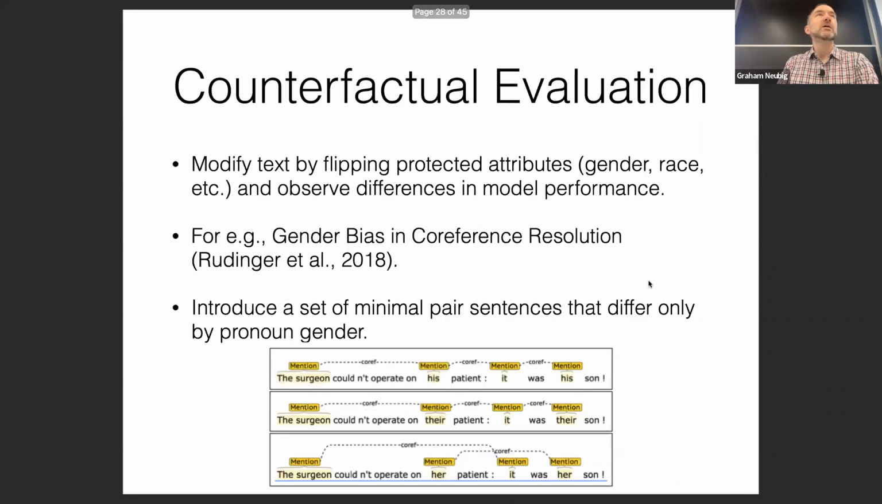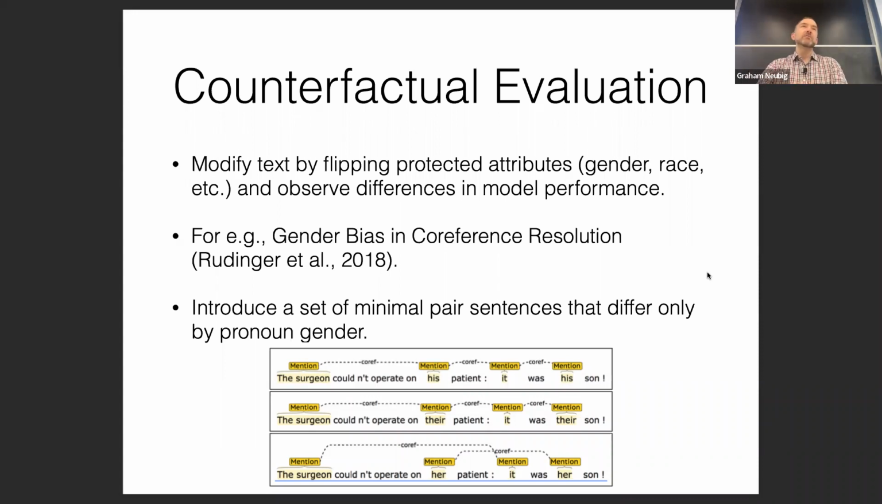Okay, moving on. Another thing is counterfactual evaluation. Counterfactual evaluation is a method for modifying text by flipping protected attributes and observing differences in model behavior or model performance. This is particularly useful when you're using a big black box model that you can't easily probe. For example, if you're using an online API and you want to probe it for bias and how it makes its decisions.